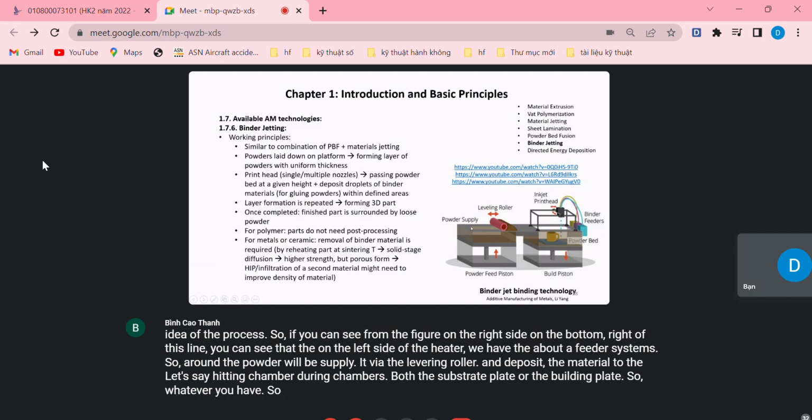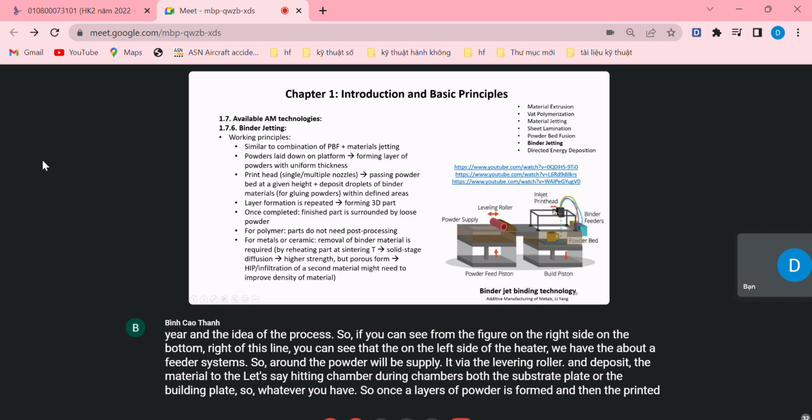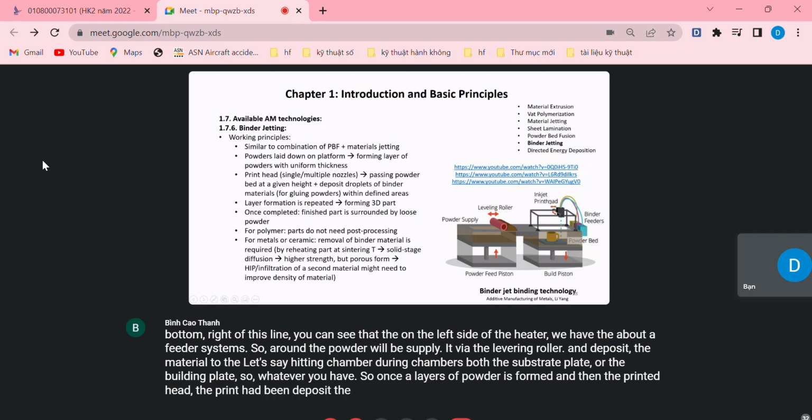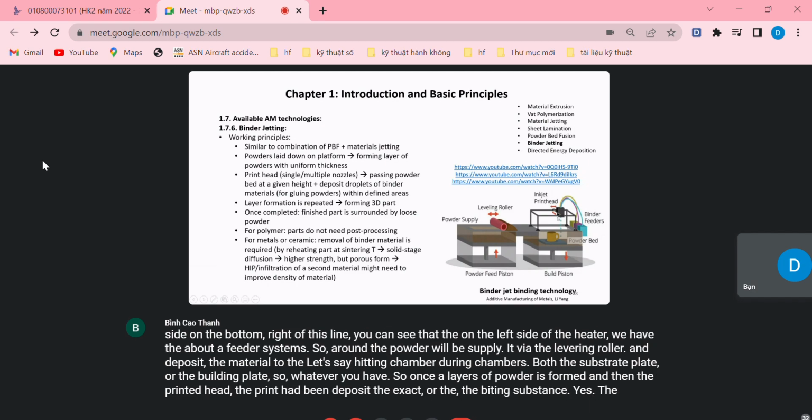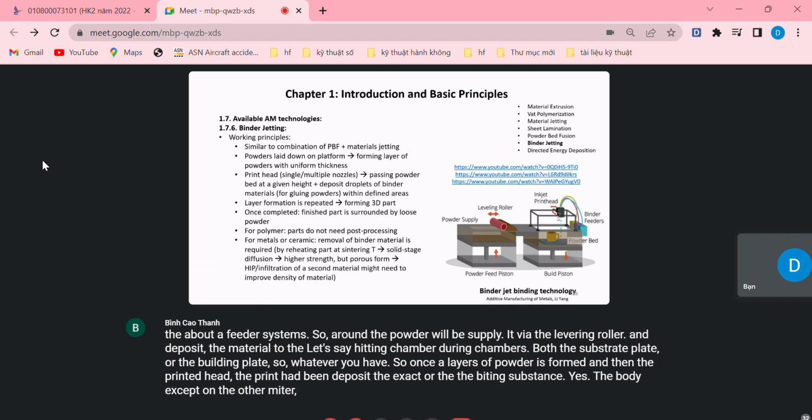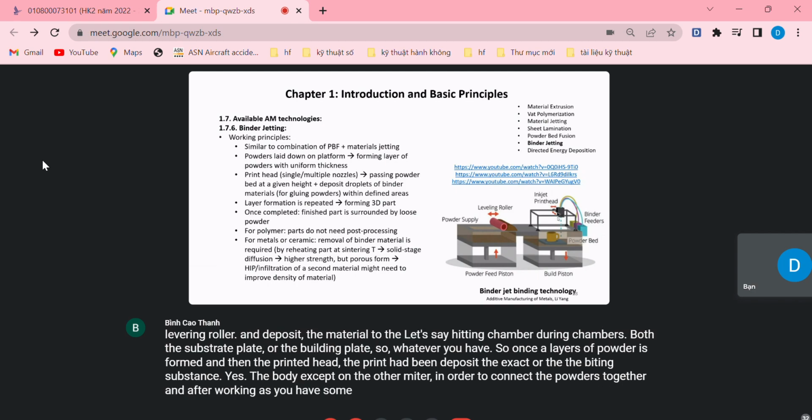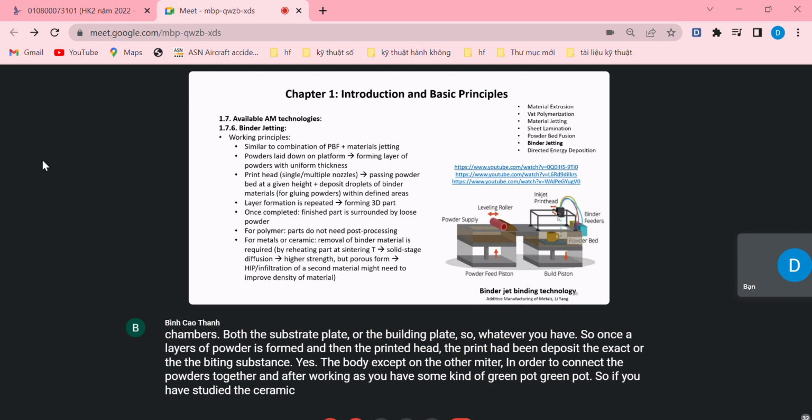So once a layer of powder is formed, the print head will deposit the binding substance, or the binder, in order to connect the powders together. And afterward, you have some kind of green part. So if you have studied ceramics, you know the green part.